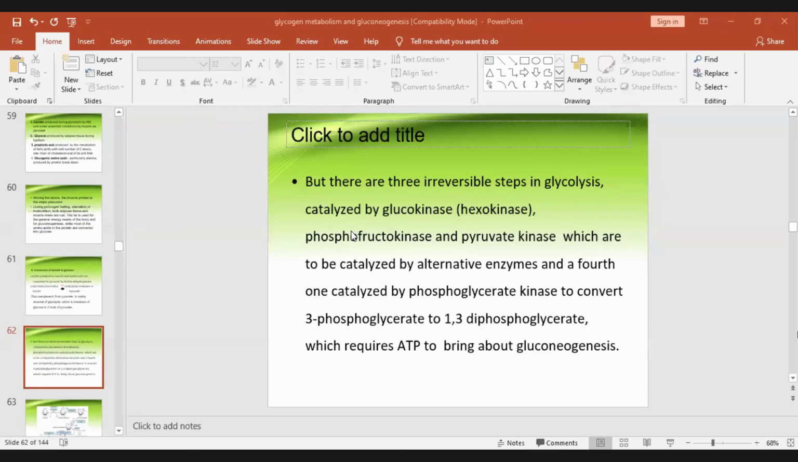So what are the energetics? How much energy is to be spent for synthesis of 1 molecule of glucose from 2 molecules of pyruvate? 1 ATP is for pyruvate carboxylase, 1 GTP is for phosphoenolpyruvate carboxykinase, and 1 ATP for phosphoglycerate kinase. So each molecule of pyruvate requires 3 ATPs. Two molecules to be converted to glucose require 6 ATPs spent in the production of glucose from pyruvate.